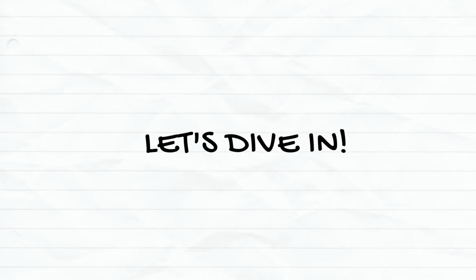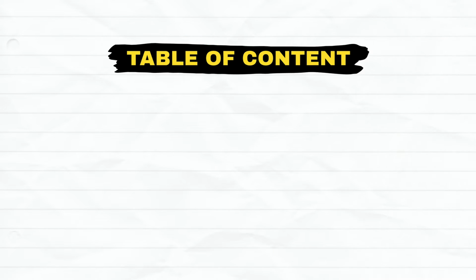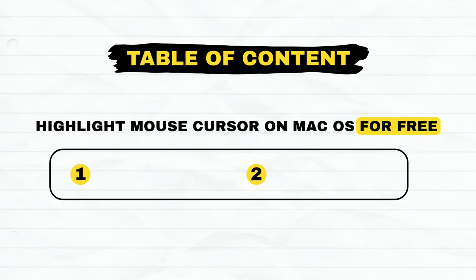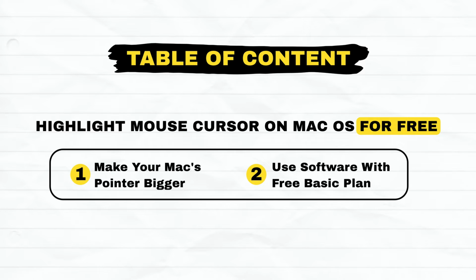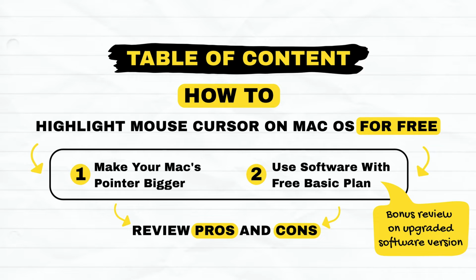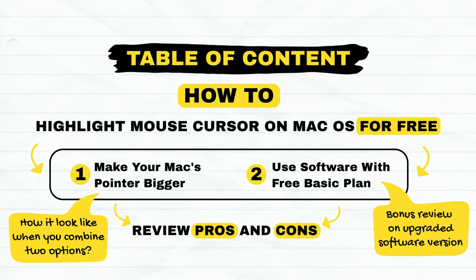Let's dive in. First, let's discuss the table of contents for this video. As previously mentioned, I will be covering 2 free options for highlighting the mouse cursor on Mac OS in this video, making your Mac's pointer bigger and using software with free basic plans. I will walk through how to perform each option and review their respective pros and cons. Additionally, since the software I found with a free basic plan to highlight the Mac's pointer costs only $1.2 USD to upgrade to the full version, I will provide a bonus review of the upgraded version as well. I will also show you what it looks like when you combine the 2 aforementioned options.